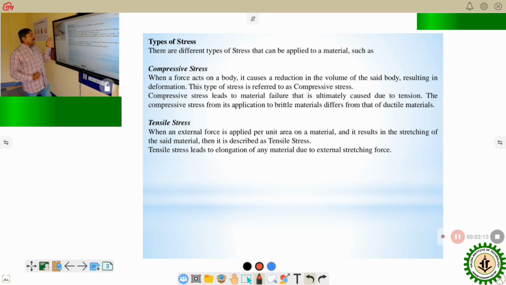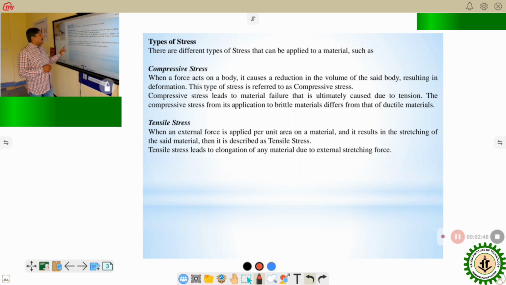Okay, now if we go to the next slide, that is the tensile test. What is it? An external force is applied per unit area on a material. Material means whatever object or sample we want to test in the tensile test, and it results in the stretching of the material. How much tension can it resist? After that, the final point gives you the fracture. Up to that fracture, whatever points we get, that is the tensile test, and I will come to it later.